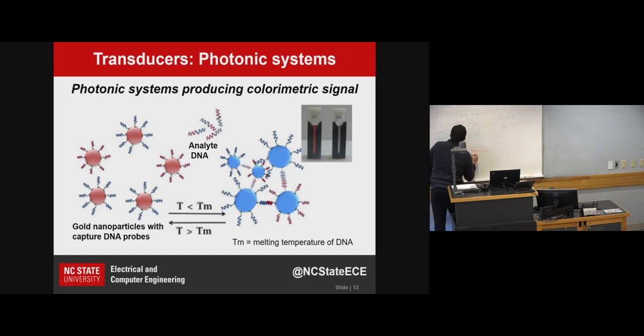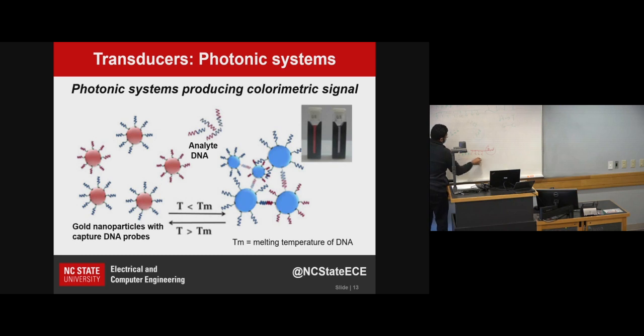C. No, sorry, it was C. And you have another red. This is red. And you have your analyte, which is basically going to be T, and they're the exact same thing.